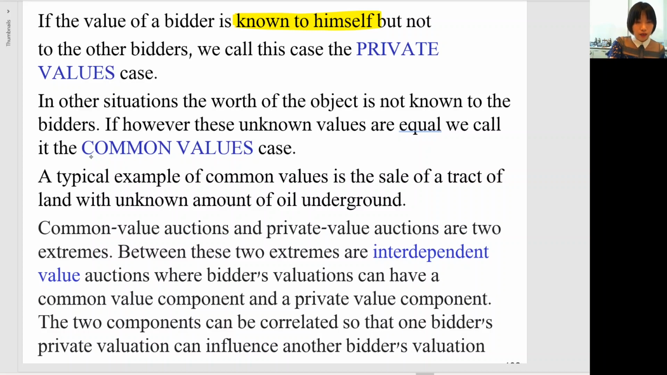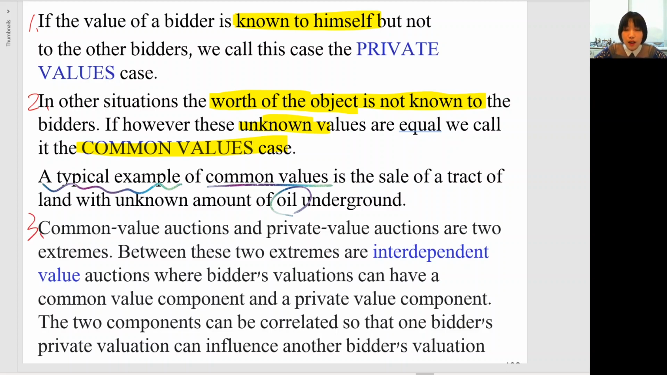And second case, common value case. This happens when the worth of the object is unknown to all the bidders. However, this unknown value is equal for all of us. A typical example of common values is the sale of a tract of land with unknown amount of oil underground. So the value of this land is determined by the amount of oil underground. However, before we win this auction, nobody knows exactly how much oil is there. So this value is unknown but has one common value.